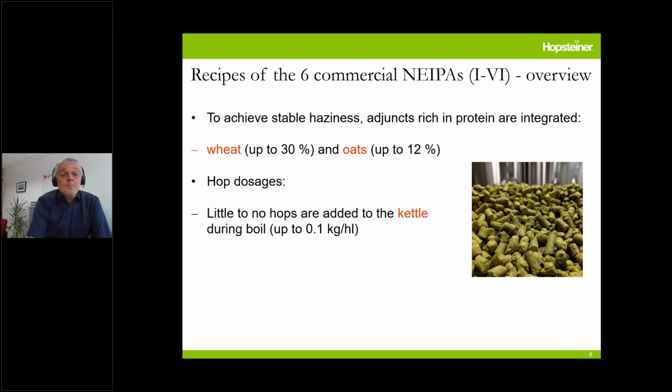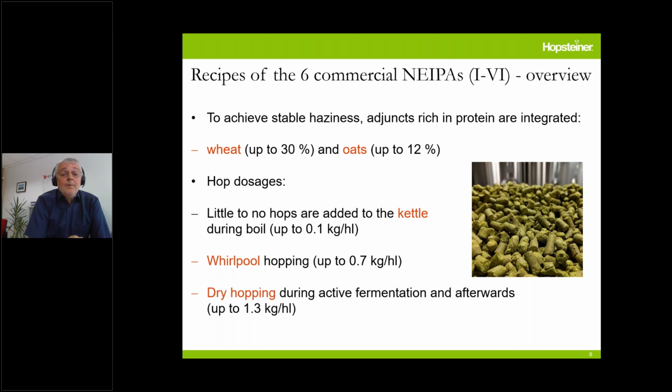Regarding the hop dosages, as typical for New England IPAs, little to no hops are added to the kettle during the boil. Only up to 0.1 kilogram per hectoliter has been added in these commercial New England IPAs. A lot of hopping is done in the whirlpool, up to 0.7 kilogram per hectoliter. And then main hopping is done during active fermentation, and afterwards. In these 6 beers, the maximum hop dosage rate was 1.3 kilogram per hectoliter.